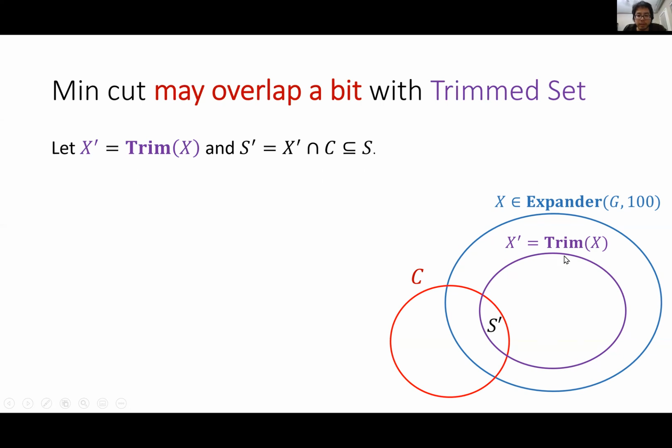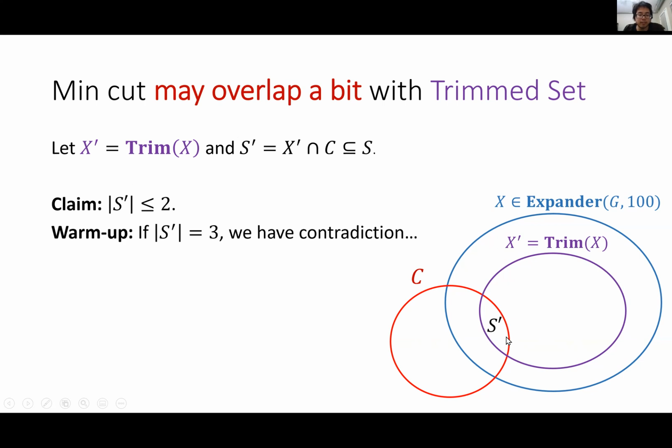So that is trim of X. So let X prime be a trim of X, and S prime be the intersection between C and X prime. Now I say that a min cut can overlap only by a bit with the trim set. By a bit, I mean the size of S prime can be at most 2. And the reason is this.